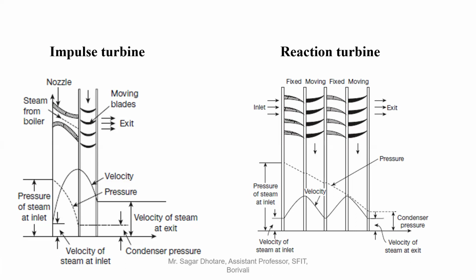In case of velocity, when steam passes through the fixed blade, the velocity increases. When it passes through the moving blade, the velocity suddenly reduces. When it passes through the fixed blade, it again increases, and through the moving blade, it again decreases. Okay, so that is the difference you should remember between impulse turbine and reaction turbine.